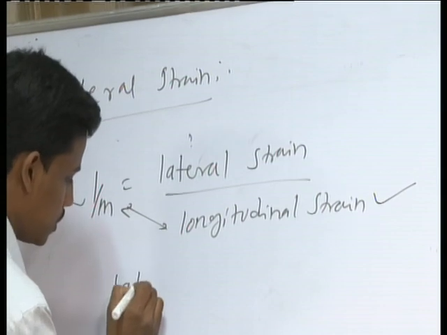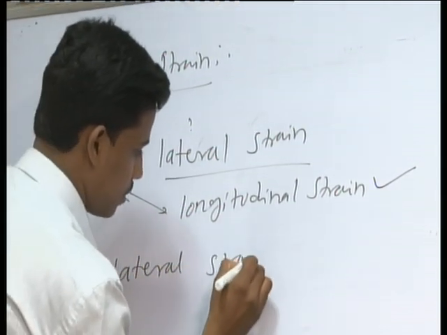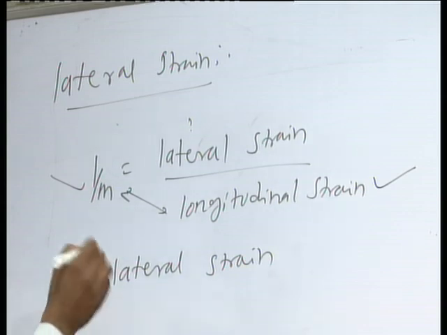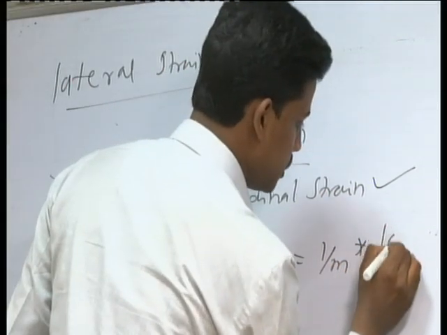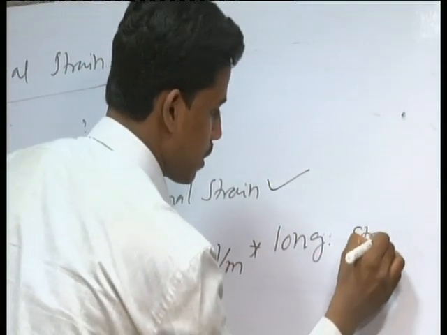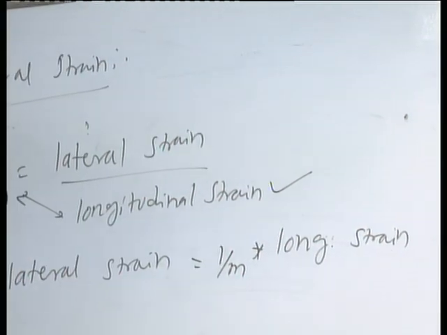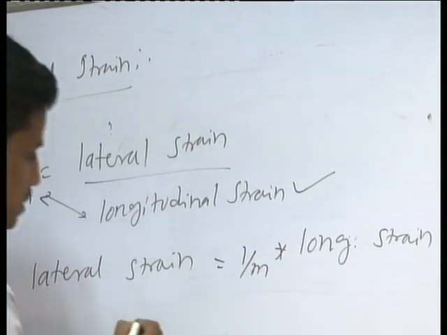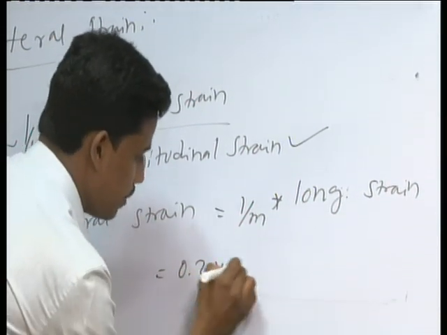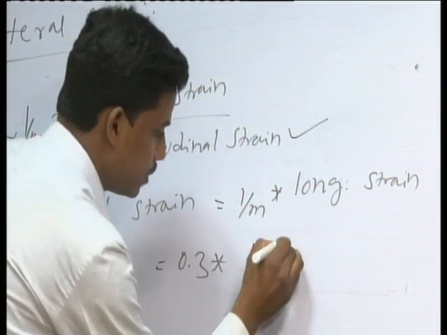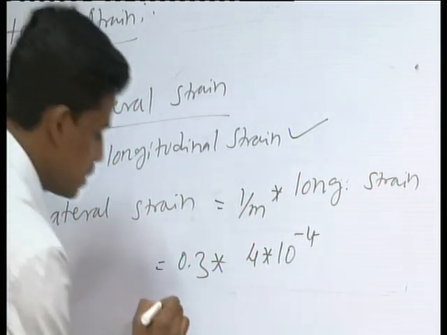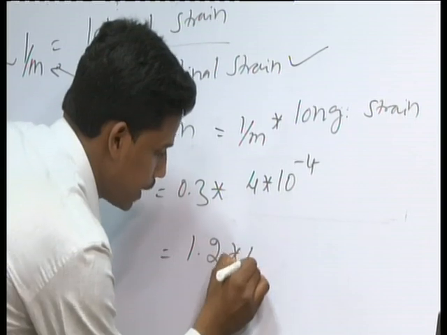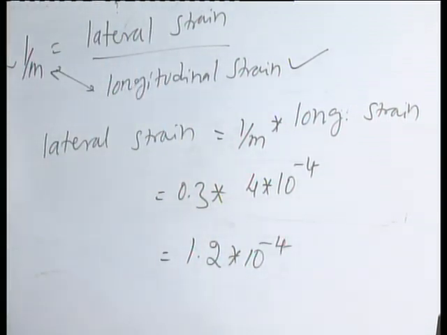So lateral strain is equal to 1 by m into longitudinal strain. We know Poisson's ratio is 0.3. If we multiply it by the longitudinal strain, 4 into 10 to the power of minus 4, we will get 1.2 into 10 to the power of minus 4. This is the lateral strain.